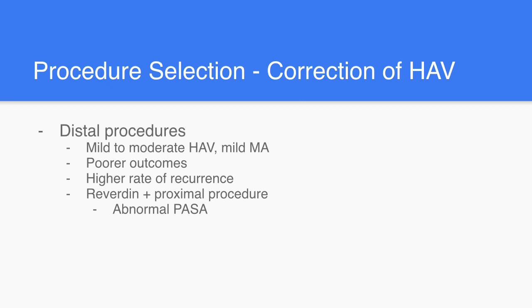So for procedure selection in regards to correcting the HAV deformity, distal procedures are appropriate for the mild and moderate HAV with a mild metatarsus adductus. Anything for moderate to severe HAV with moderate to severe metatarsus adductus results in poor outcomes. There is a much higher rate of recurrence. And in patients with a significant adaptation of the distal cartilage of the first metatarsal, aka abnormal PASA, you want to consider a reverdin-type osteotomy as well as a more proximal metaphyseal based osteotomy.